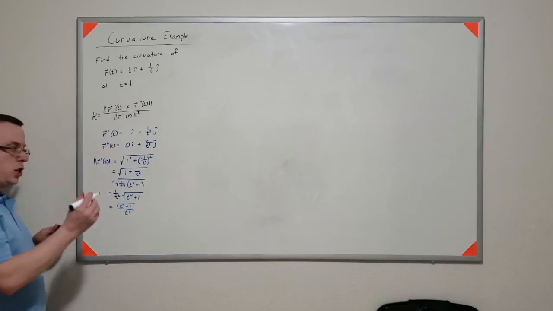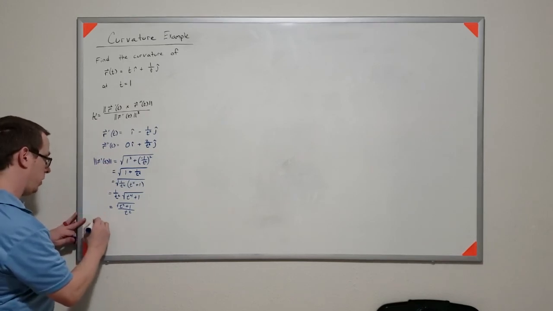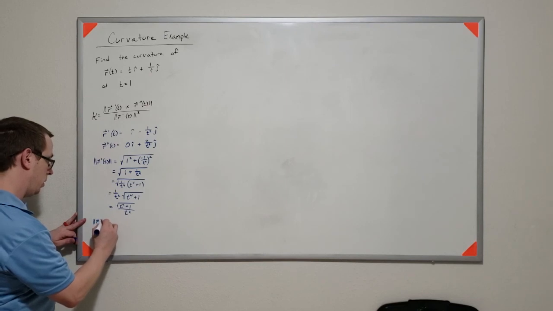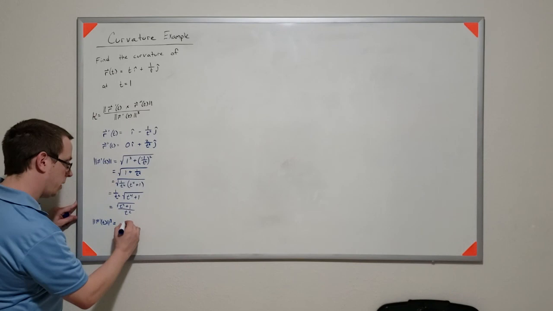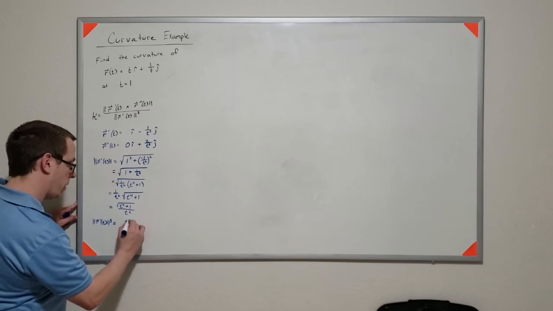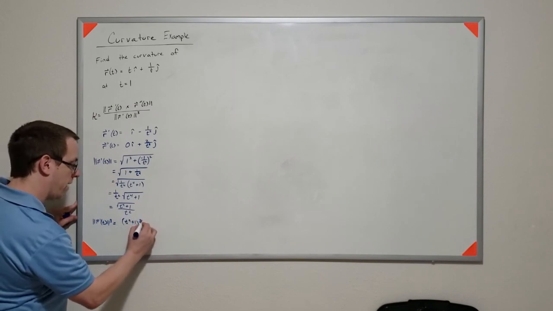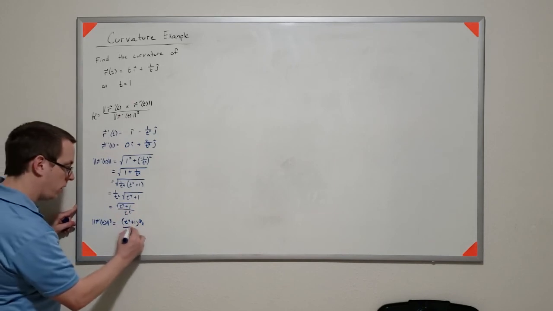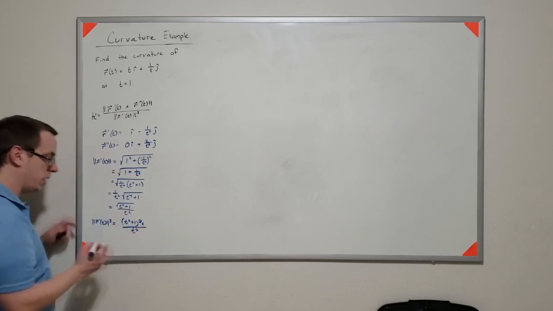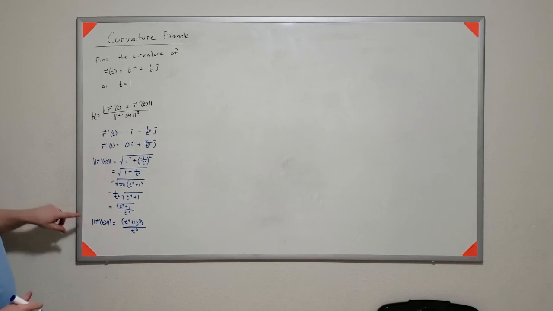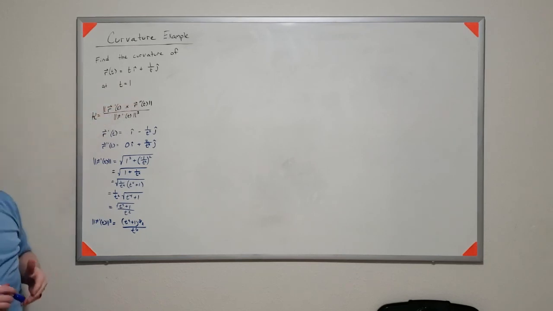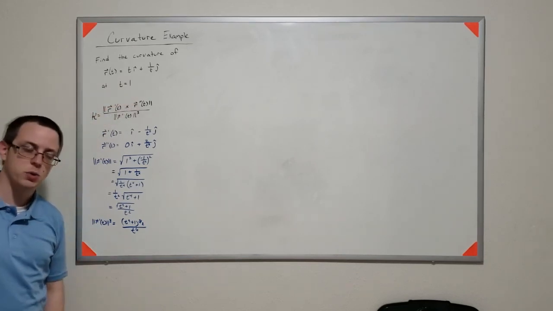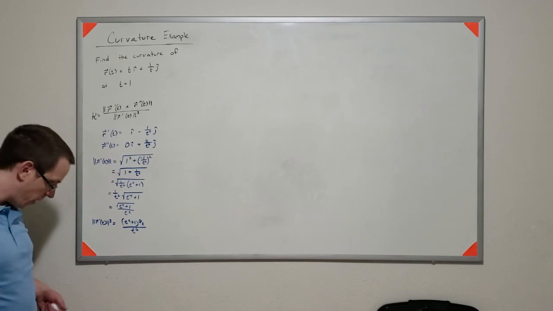So if I want to go ahead and cube that for funsies, then that's going to be t to the fourth plus 1 to the 3 halves, because that's to the 1 half, all over t to the sixth. So we now have that component. We have r prime and r double prime, but we don't have their cross product or that magnitude. So we need to go ahead and compute that as well.